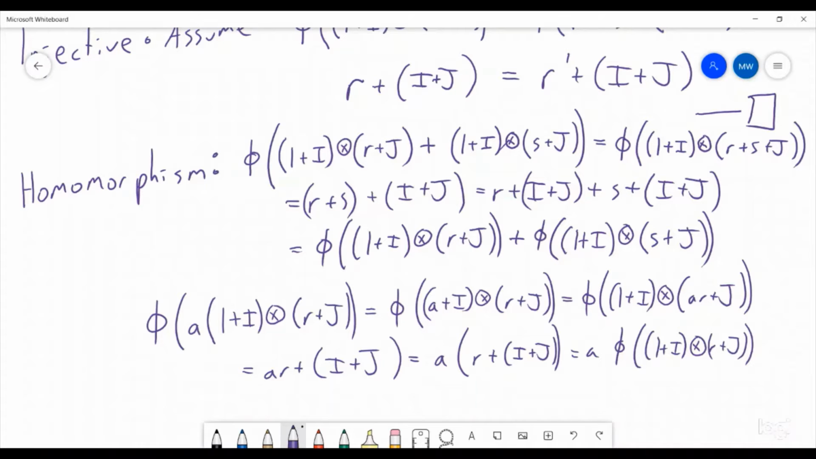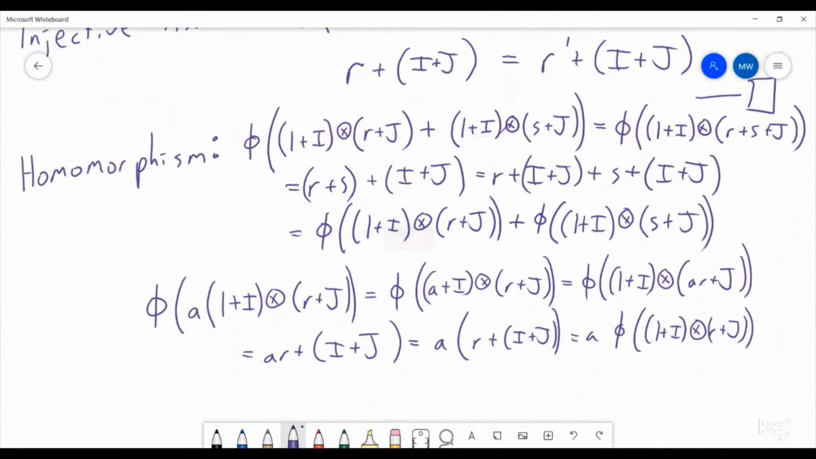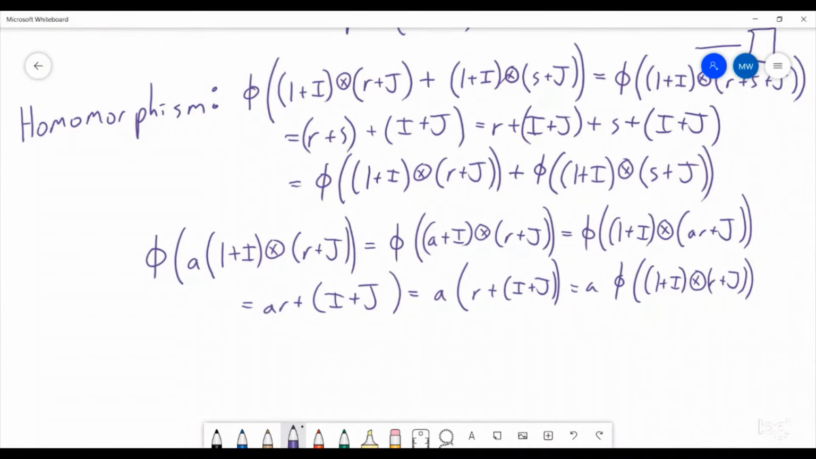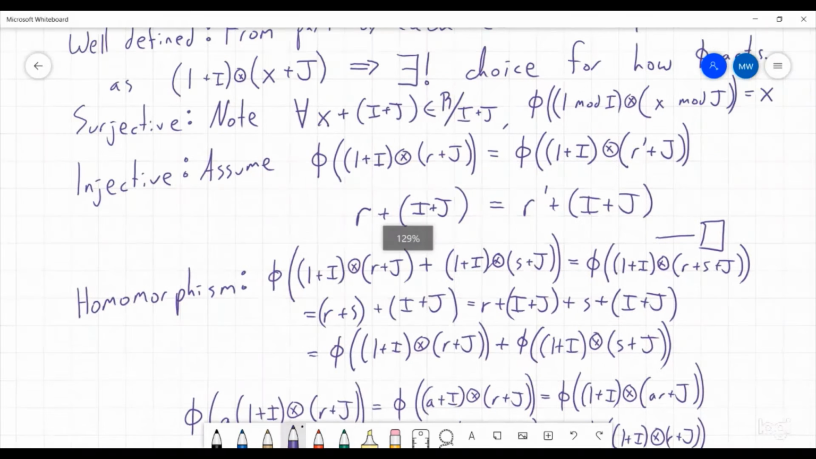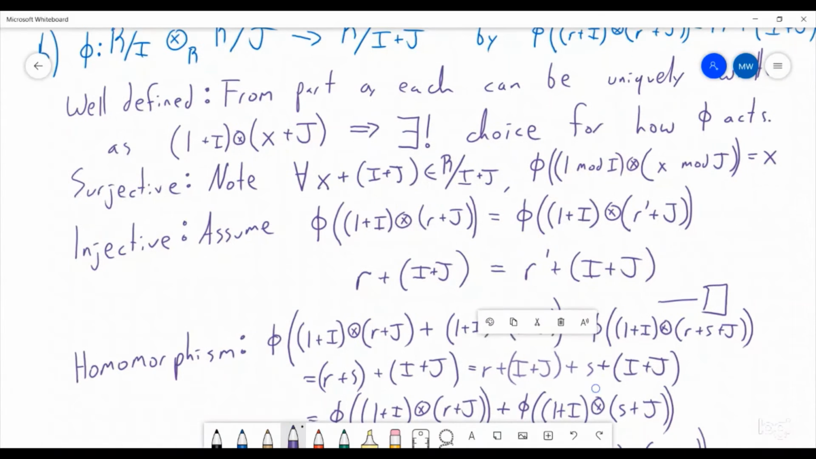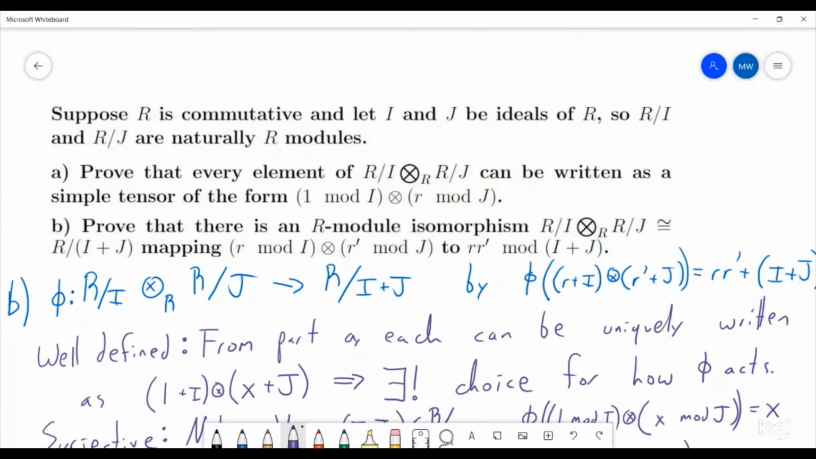So we have a homomorphism that is surjective, injective, and well-defined. So we put all of that together, and we can say, therefore, phi is an isomorphism. And we are done, because we have successfully found an isomorphism that goes between the two things that we needed it to, and so therefore the conclusion of part B is done. We have successfully proven that there is an R-module isomorphism connecting those two different module spaces.